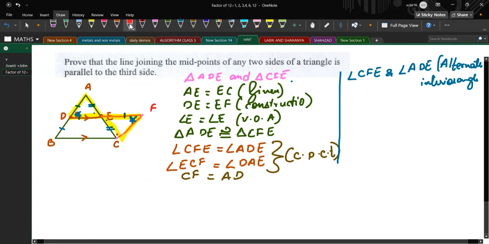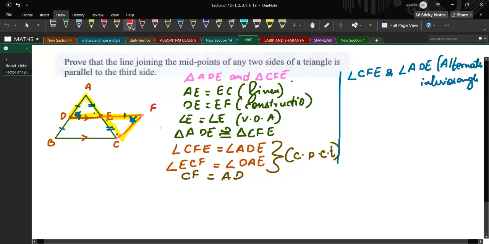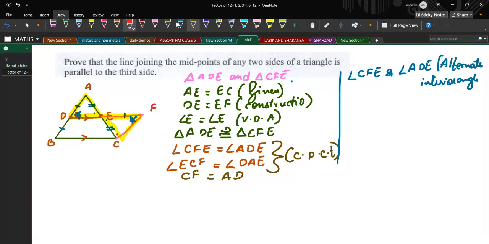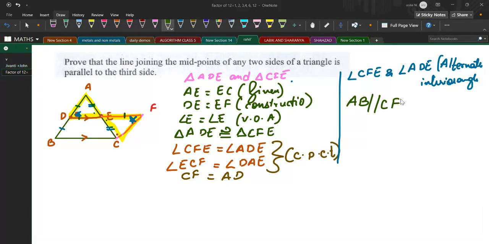Now CF and AB are the two lines which are parallel. Why are they parallel? Two lines are intersected by the transversal DF, and the alternate interior angles are equal. So therefore we can say that CF is parallel to AB because the alternate interior angles are equal. So the line AB is parallel to CF. This is clear. Why are these two parallel?